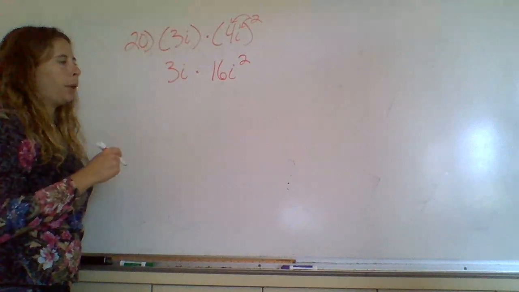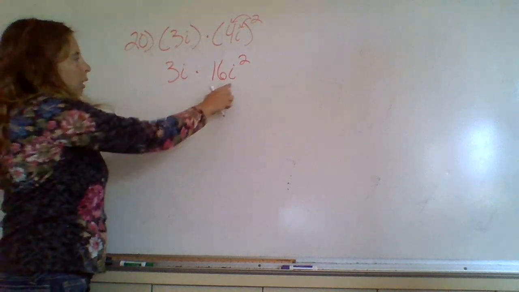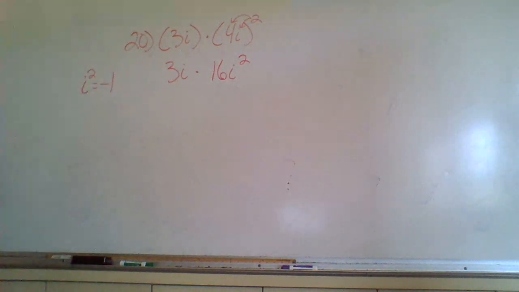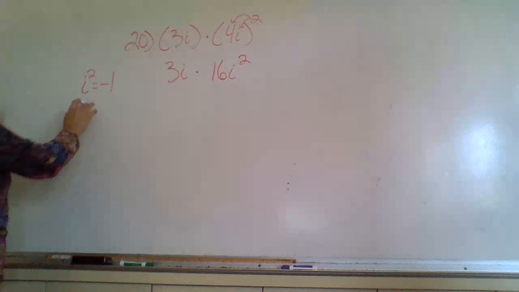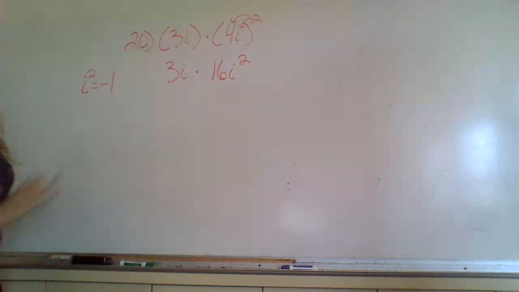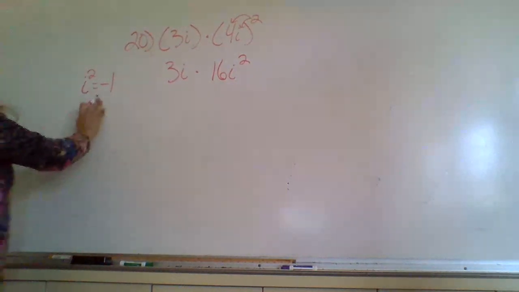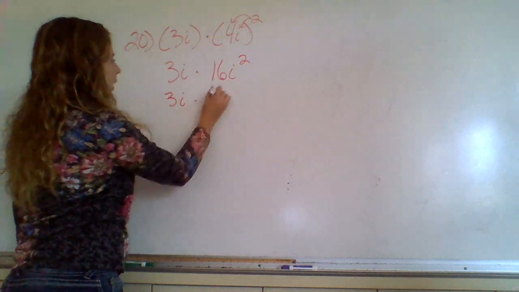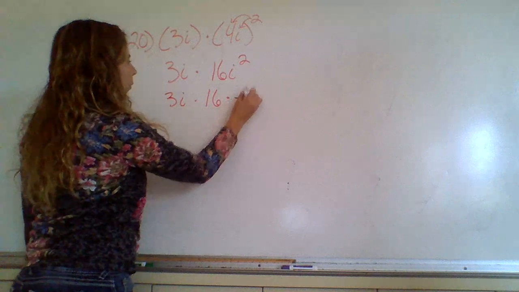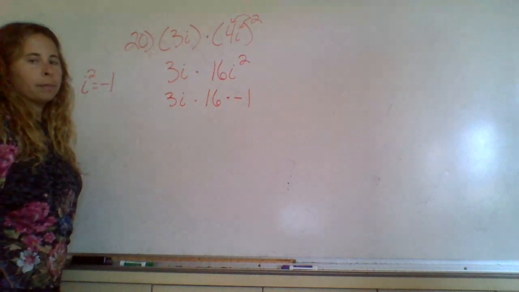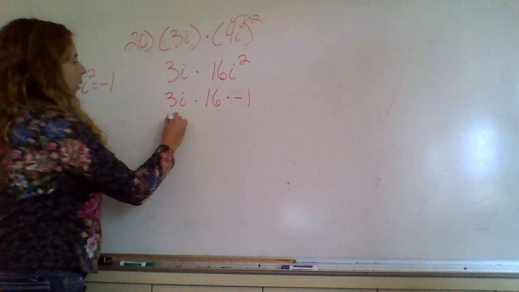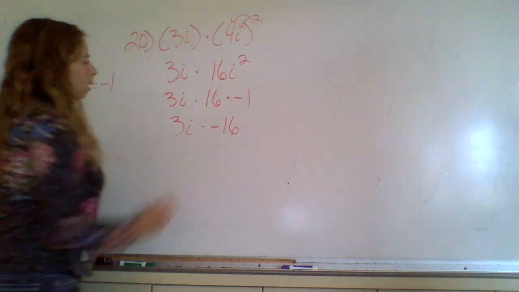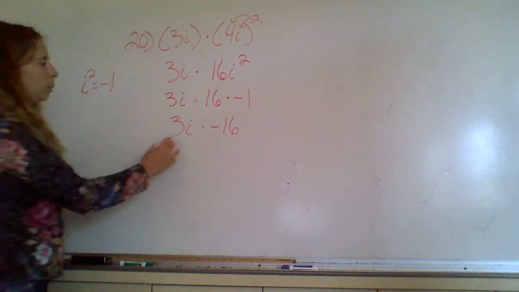This was 3.9 that we learned this. i squared is equal to negative 1. i squared equals negative 1. Memorize that, please. It's possible to figure it out, but just memorize it. So then I have 3i times 16 times negative 1, which is 3i times negative 16.